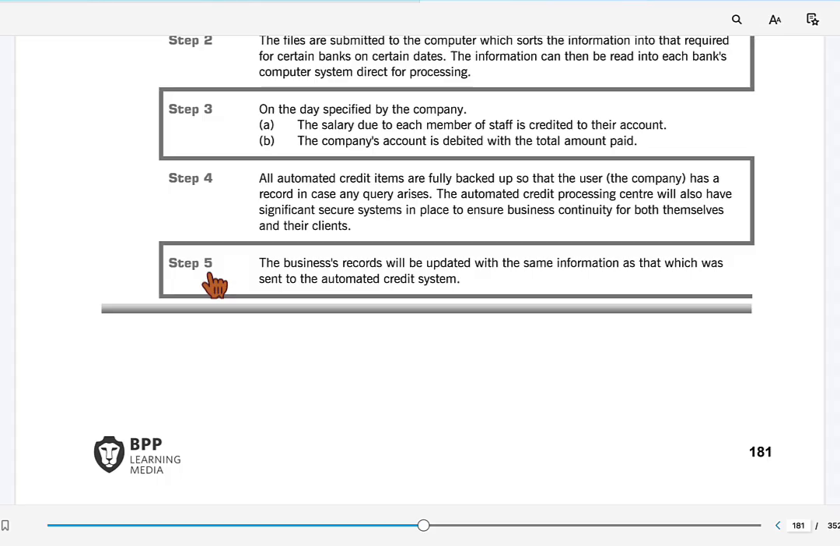Now we come to Step 5. This step is about accounting entries. It is about making sure the business books match the payments that were instructed. The key message is, the same details that were sent in the payment file must also update the accounting system. So the business does not just pay money, the business must also record the payment properly.